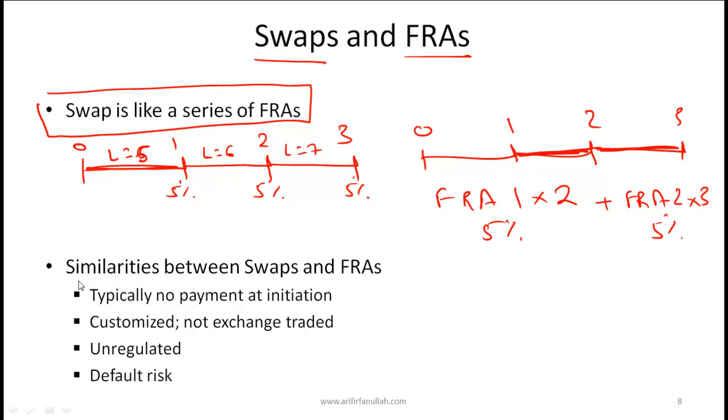What are some other similarities? Typically with both forwards and with swaps, there is no payment made at initiation. As we've already discussed, swaps are generally customized agreements between two large institutions, and they are not exchange traded. These are generally unregulated, and obviously there is some default risk or credit risk because your counterparty might not fulfill its obligation.